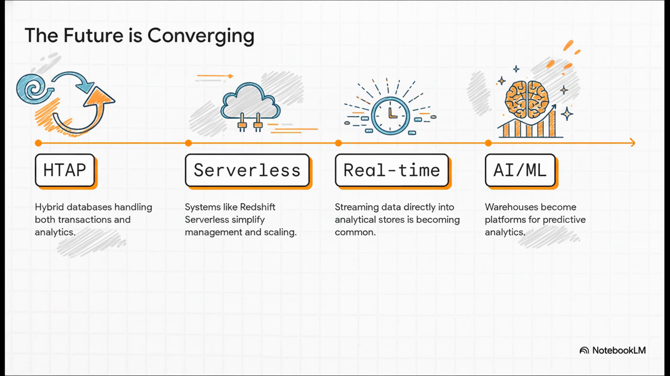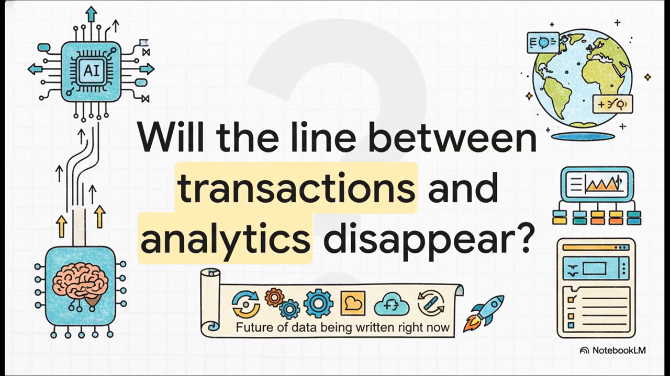But of course, the tech world never, ever stands still. The lines between these two worlds are actually starting to blur a little bit. We're seeing new hybrid databases that are trying to do both jobs, and technologies that allow for almost real-time analytics. The data warehouse isn't just for looking at the past anymore, it's quickly becoming the platform for predicting the future with AI. And that leaves us with a final, thought-provoking question for you.